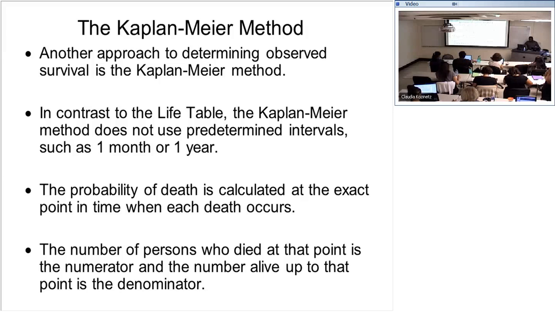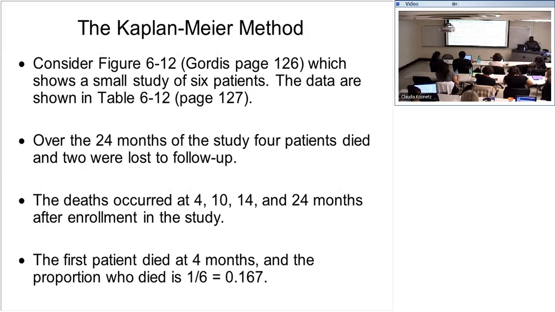So let's see, there's a figure for us to see. In that figure, we have people that have been observed for 24 months, and we have 4 patients. So we have deaths occurring at the 4th month, the 10th month, the 14th month, and the 24th month after enrollment in the study. The first patient died in the 4th month, and we calculated the probability of dying at the 4th month as 1/6, because no one was lost to follow up by then. So that is the Kaplan-Meier.